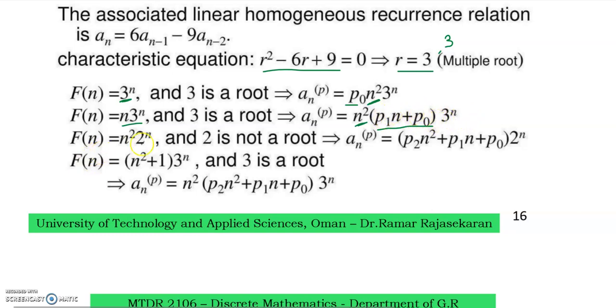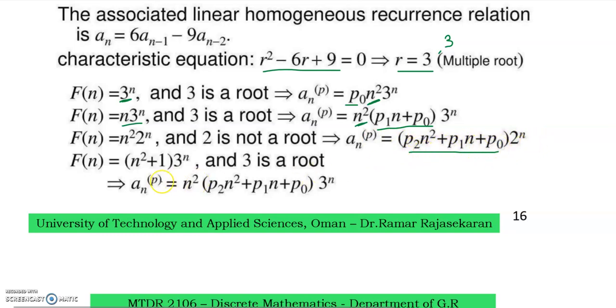Similarly you can try for the rest. N to the power 2 times 2 power n. Now this 2 is matching with the roots? No. So n squared is a quadratic, you can write the complete form of the quadratic, then multiply 2 power n. Finish. Again, outside don't multiply any constant because you already have constants here.